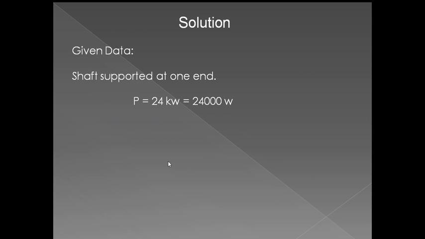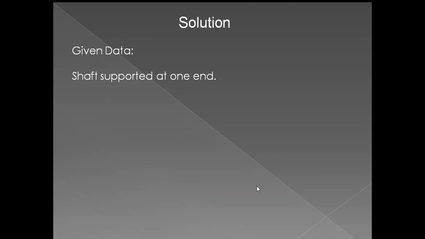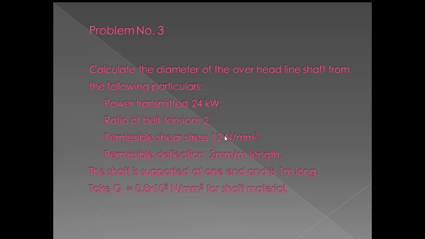Here the shaft is supported at one end, which means it is like a cantilever beam. We can design the problem based on lateral rigidity because the deflection value is given. There is no angle of twist here, only the deflection is given. That is why we can solve the problem based on the lateral rigidity.